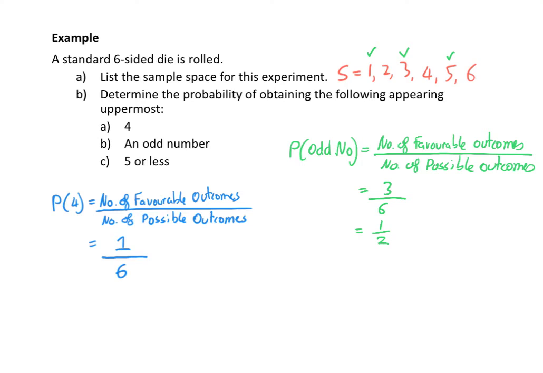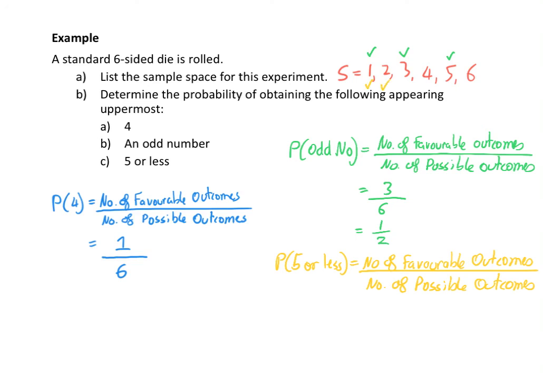So looking at my last calculation I need to do, the probability of rolling a 5 or less. And the first thing I need to do is write down the formula. So the formula is number of favorable outcomes divided by the number of possible outcomes. So I need to go back to my sample space and work out how many are going to give me a number of 5 or less. So 1 is less than 5, 2 is less than 5, 3 is less than 5, 4 is less than 5, and 5 is 5 or less, so that is included as well. So counting up, there are 5 favorable outcomes out of 6 possible outcomes. So the probability of rolling a 5 or less is equal to 5 out of 6.